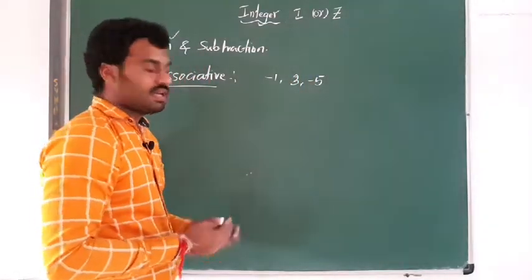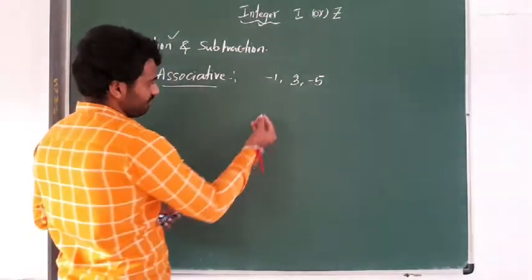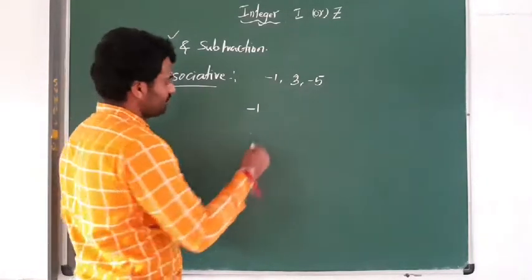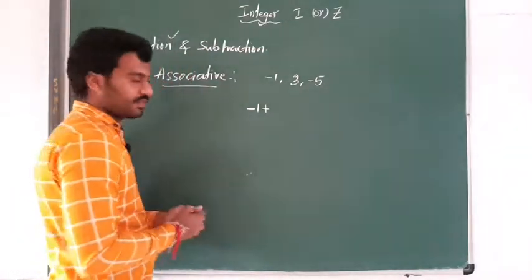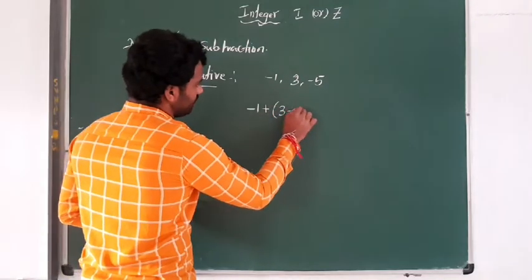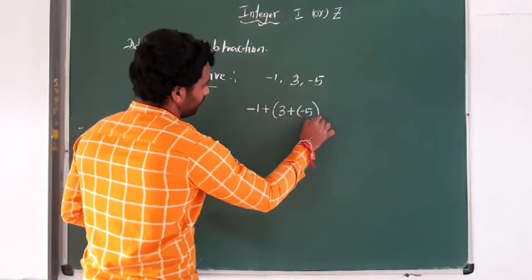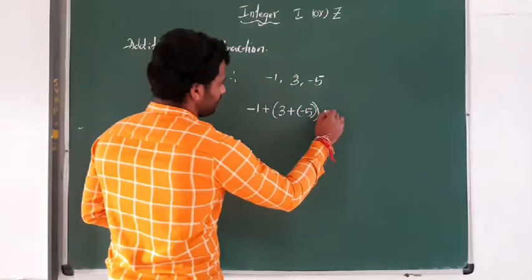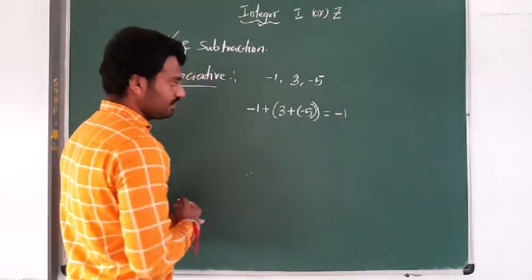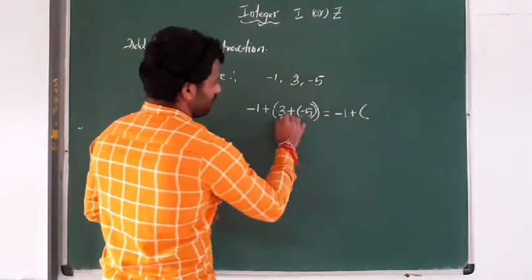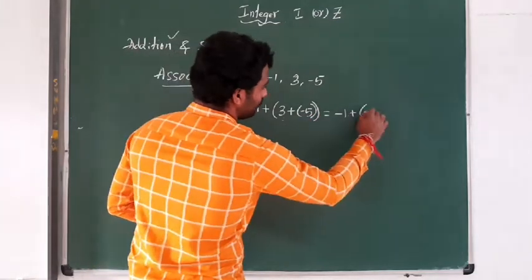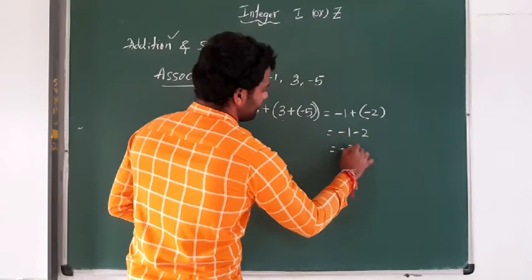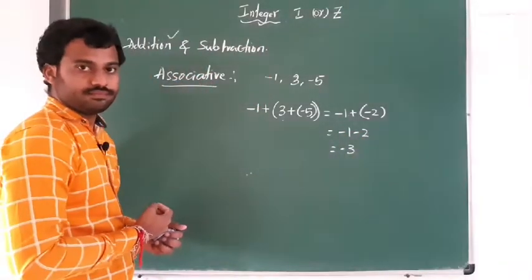These are the three numbers. I will compare those numbers first. You see, first number is this one, -1. Under the addition, first I will add 3 plus of -5. Clear? What is the simplified answer here? Just you see, -1 plus of, what is this answer? -2. Clear or no? -1 -2, that is equals to -3.